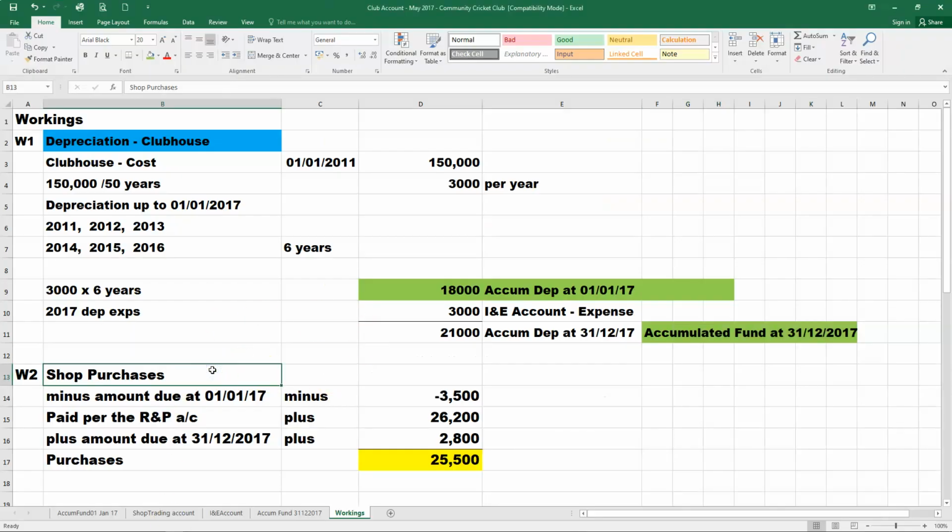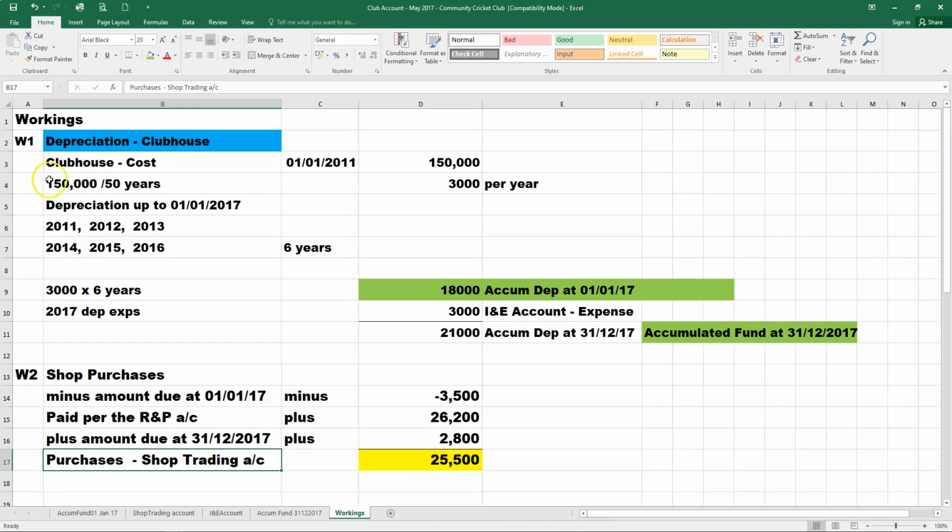So shop purchases. We minus the amount due at the 1st of January 17, which was 3,500. Then paid per the receipts and payments, which will be on my credit side, my shop purchases were 26,200. Then plus the closing amount that's due, looking at the shop payables, 2,800. We add all those up, gives us 25,500. And that's going to be my purchase figure in my shop trading account.